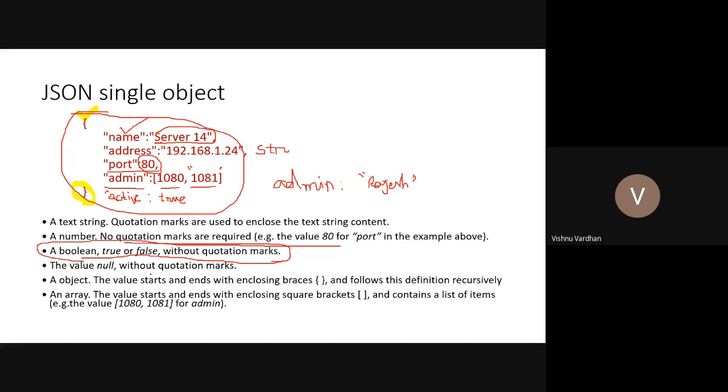The value null, again, it does not have any meaning actually. So it's not having any double quotations. But if you are putting null inside the double quotes, then it becomes a string, and the string is containing the data of null actually, because the parser is not able to understand what this null actually signifies. Okay, so null is a null if you are putting it without quotes, but if you are putting it inside the quotes, then it does not have any meaning. An object, the value starts and ends with enclosing braces like this. An array like this. So this is how we can make a single JSON object.